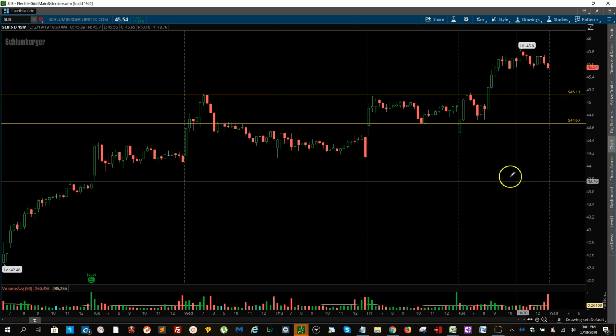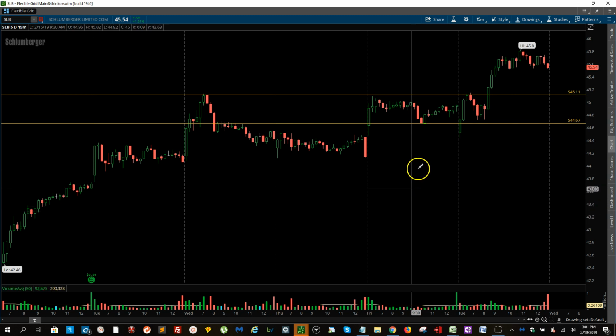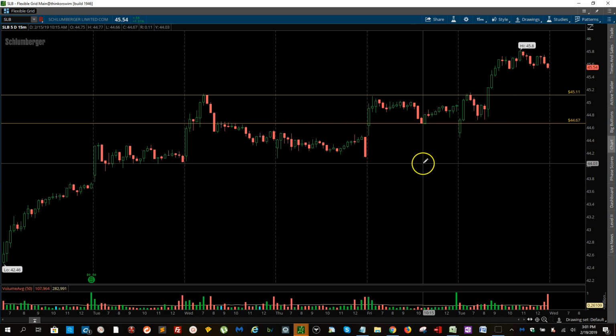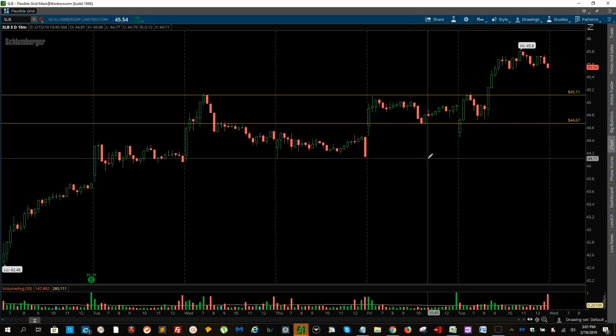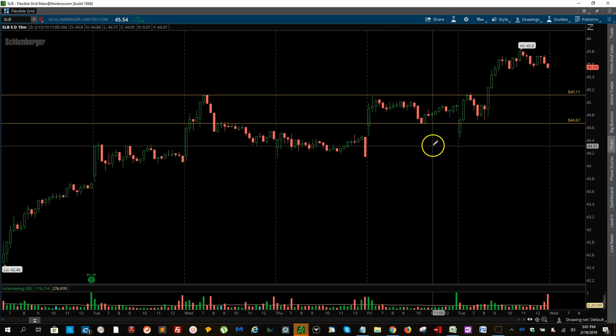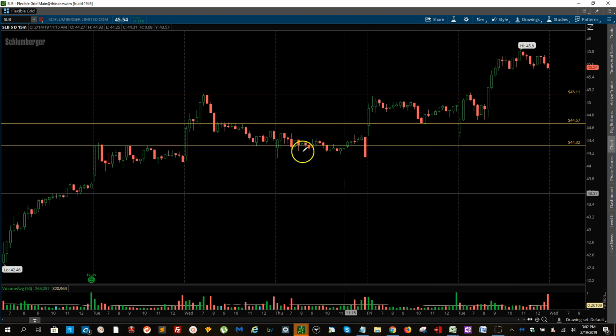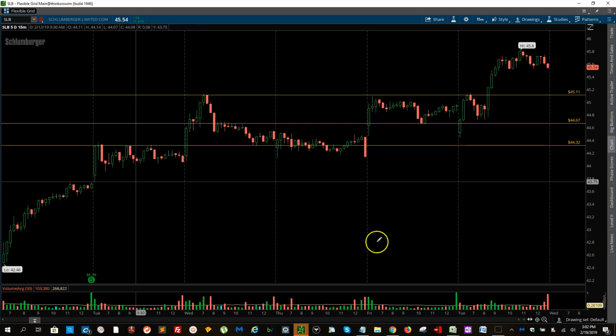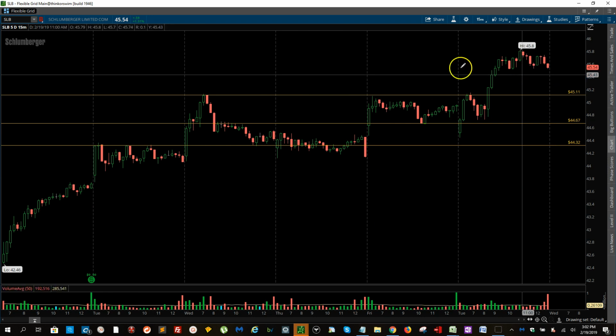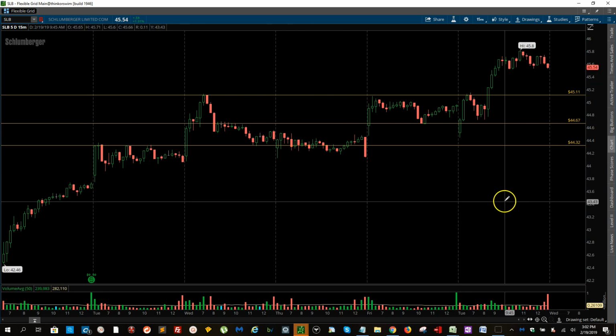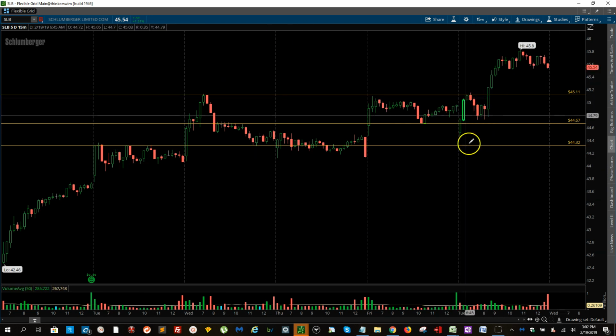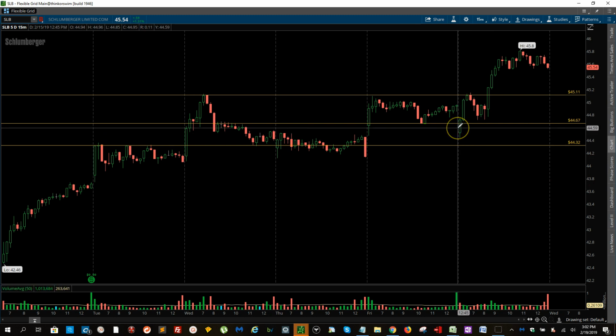And as I'm drawing these, look at price and look at how price is respecting these areas that I'm drawing. It's not because I'm drawing them that they're respecting them. They're respecting them because these are price points that have supply and demand in them. These are areas that other traders are looking at as well. And you can see from price action that these areas are respected. So if I was day trading Schlumberger today, well, let's look.